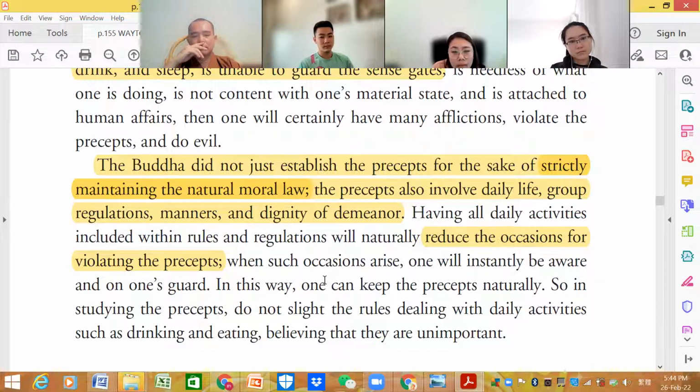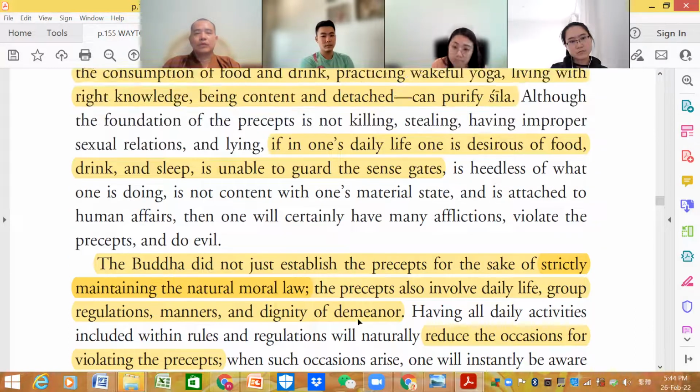So in studying the precepts, do not slack on the rules dealing with daily activities, such as drinking and eating, believing that they are unimportant.